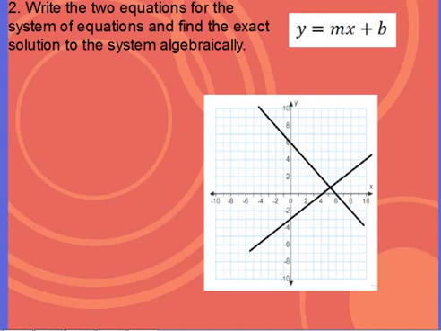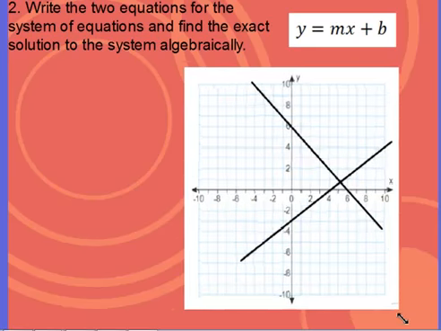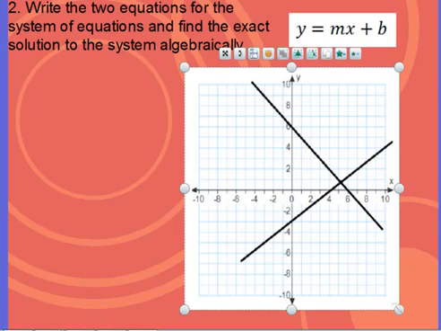Question 2. Write the two equations for the system of equations and find the exact solution set to the system algebraically. All right, well, in order to do that, I'm going to have to go ahead and find some equations. And because this is a graph, my easiest way to go about it is in y equals mx plus b form. I'll go ahead and start with my positive line.